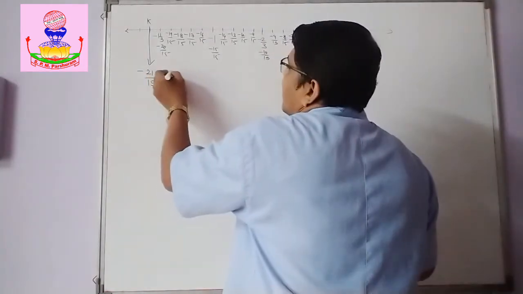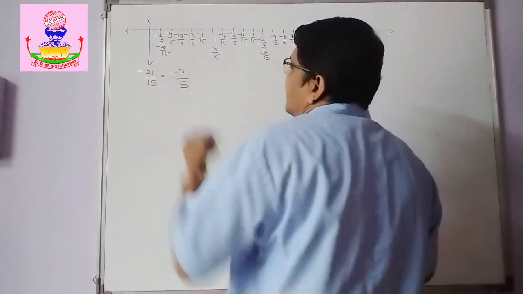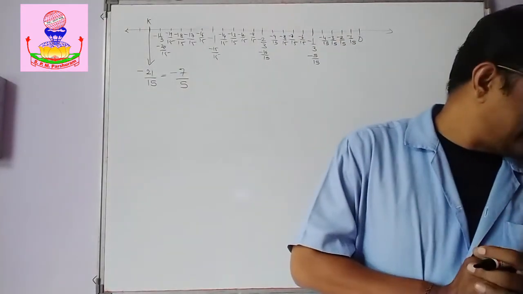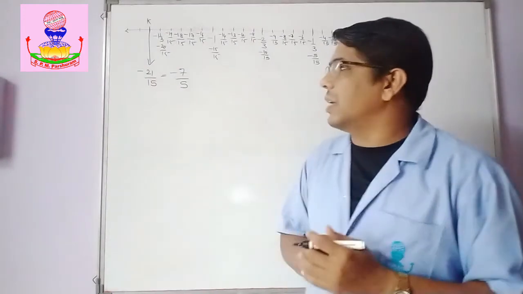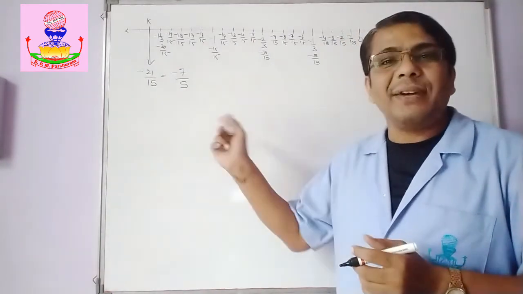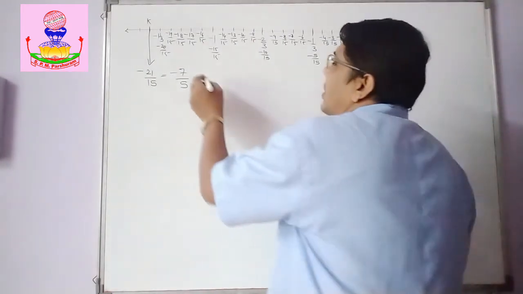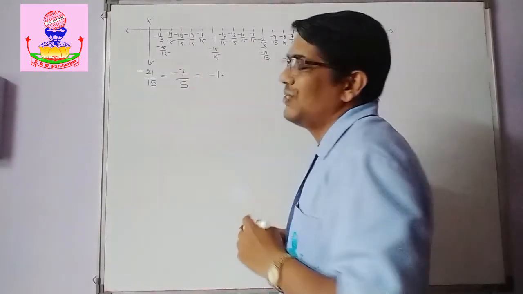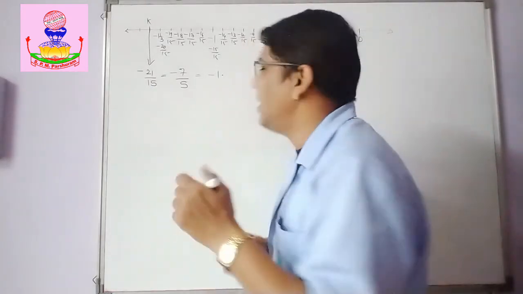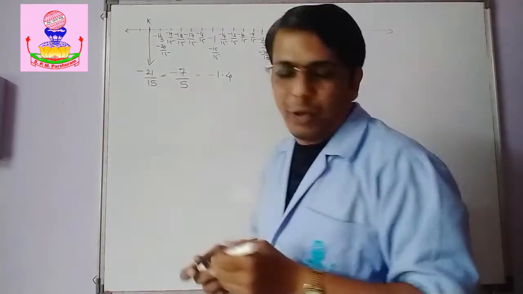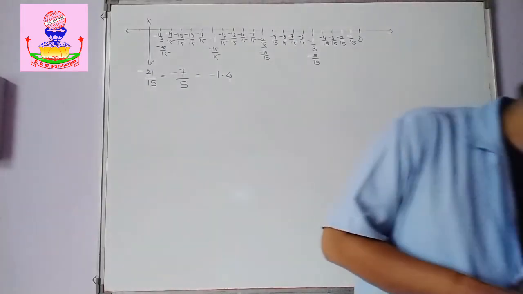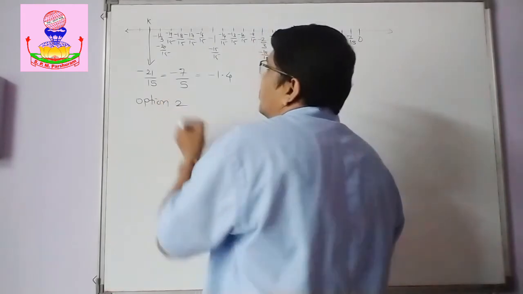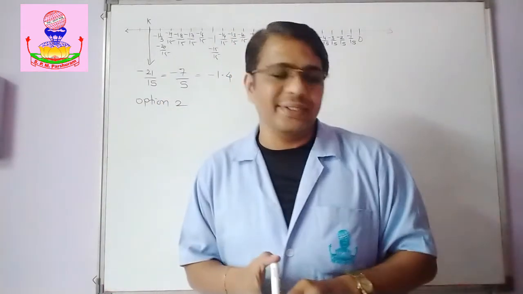Suppose if I reduce it, what I will get? 3 7s are 21, 3 5s are 15. Okay. Now, if you see the denominator of the mixed fraction, it is 3. So I am not going to get it. So that means I have to convert it into decimal point. Okay. So that is minus, 5 1s are 5. Remainder 2. 5 4s are 20. So minus 1.4. And so option number 2 is the right answer.